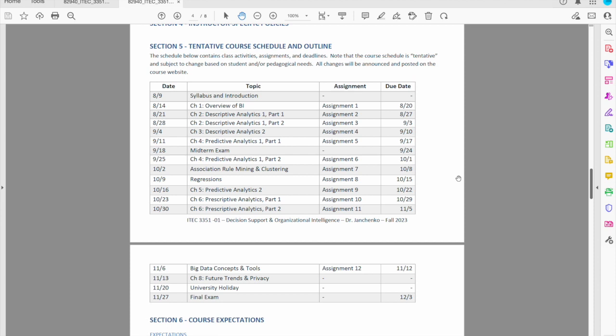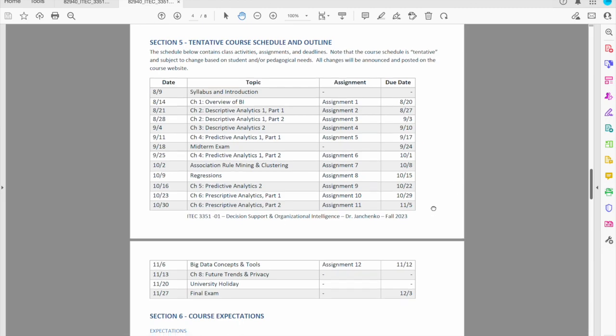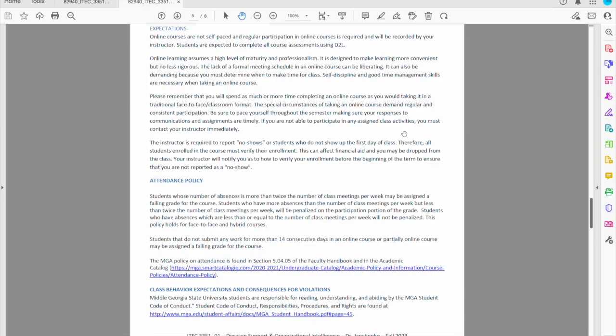Towards the end of the semester, we're definitely going to slow down a bit, and we'll leave the book a few times for regressions, association rule mining, clustering, and big data concepts. We're going to leave the book a few times to take a look at some other resources and do some real world activities around that.